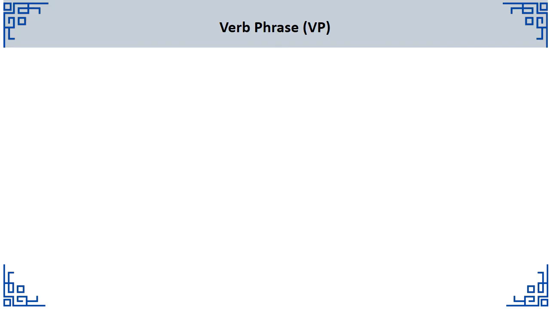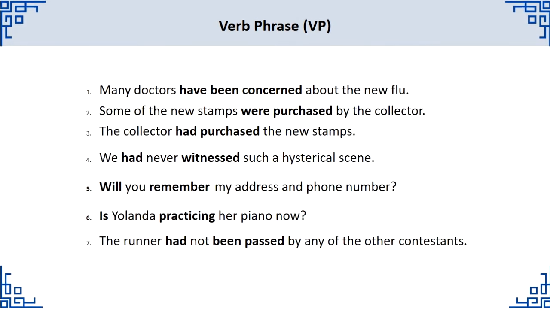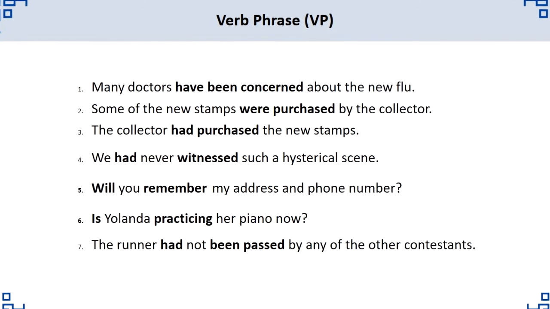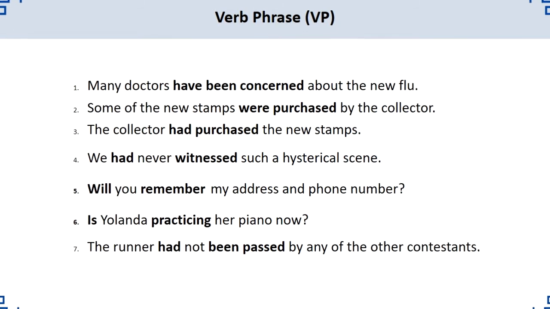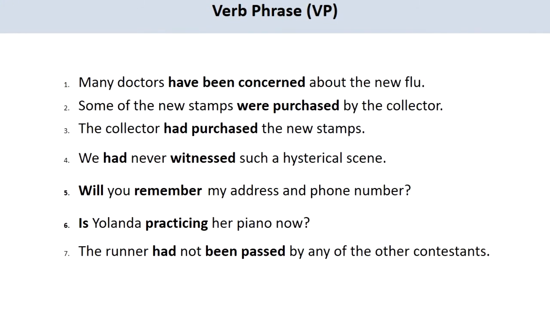Number 1 until number 3 are clear enough. Now let's see the example for number 4 till 7. Number 4. We had never witnessed. Never is an adverb modifying the main verb, witnessed, and is not part of the verb phrase.